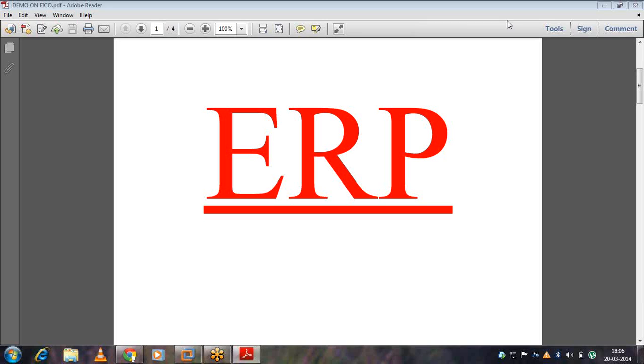Do you have any idea regarding ERP? Yes, before I heard about that, someone like enterprise resource planning. Like integration of business functions. Correct.